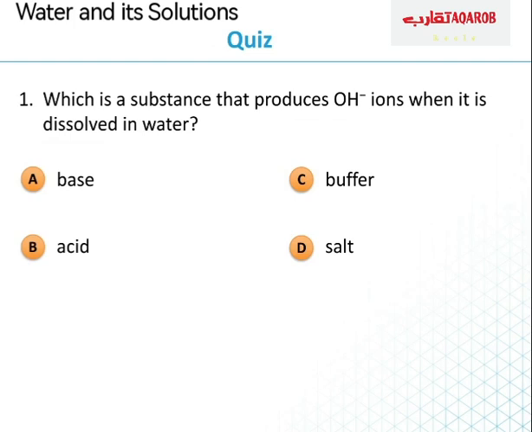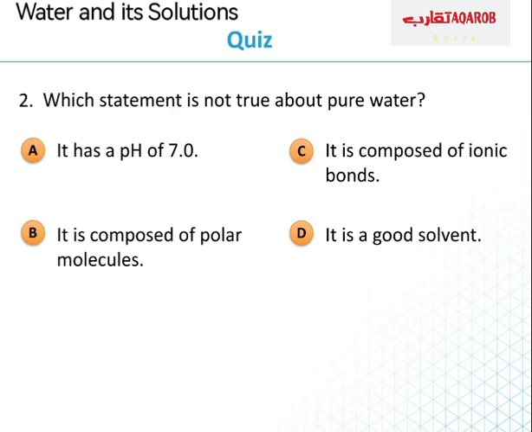Let's check the quiz questions. Which substance produces OH- ions when it is dissolved in water? Is it base, acid, buffer, or salt? What do you think? What will release OH- ions when we dissolve it in water? Is it the acid or the base? That's amazing. It's the base.